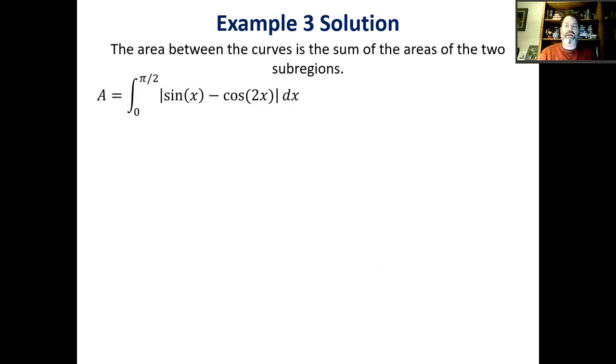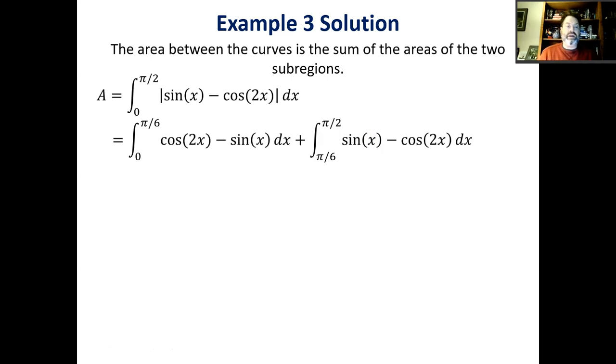So this is how we write it. We're going from 0 to pi over 2, and we're taking the absolute value of sine x minus cosine 2x. When you write this out, it doesn't matter which one is first, because for one region, one of the functions is first. For the other region, the other one's first. So the order doesn't matter here.